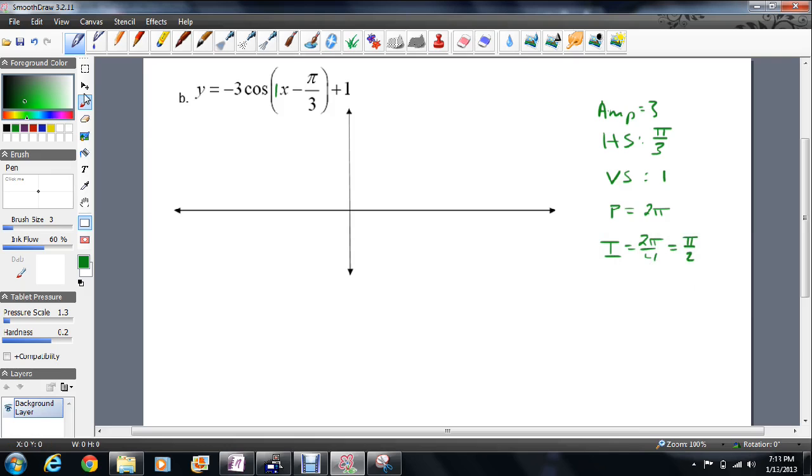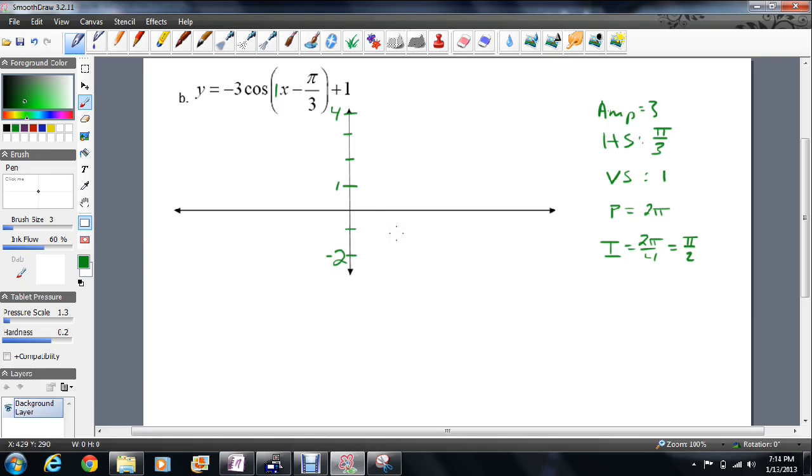So the first thing I like to do is go ahead and label my axes. I'll start out with labeling the y-axis first this time. So I know my center line is going to be at +1 because that's my vertical shift. My amplitude is 3 this time, so I need to go up 3. 1, 2, 3. That gives us up to +4. I want to also go down 3. 1, 2, 3. That brings us down to -2.